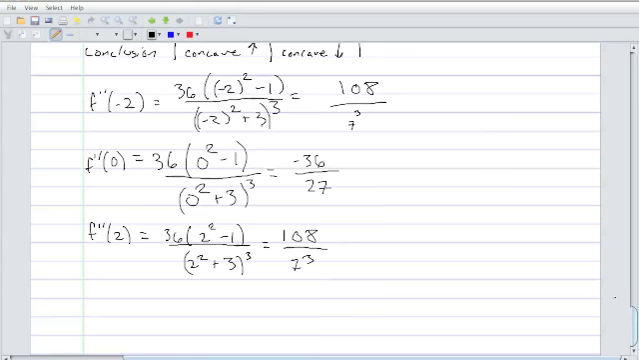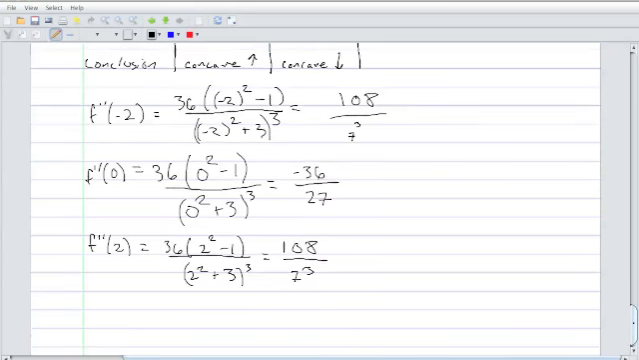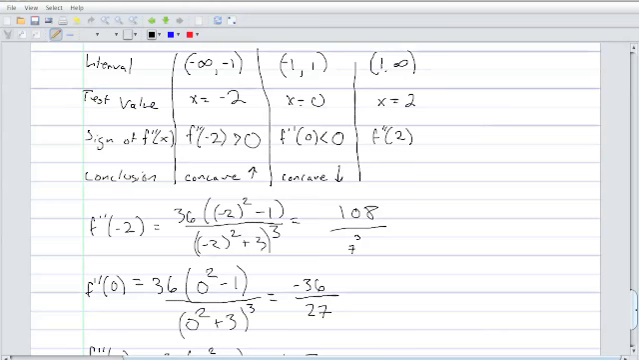Alright, so that's again positive. So that tells us that f double prime of 2 is positive. So this tells us our original function is concave upward.